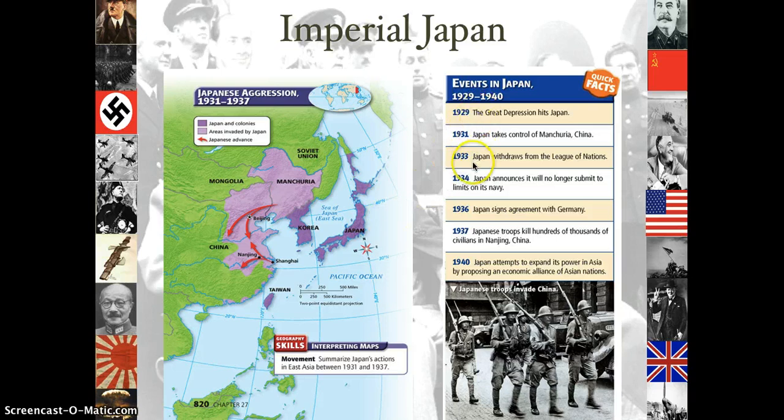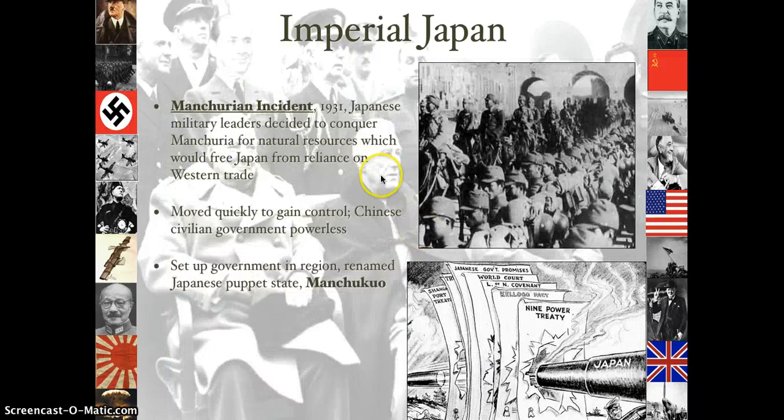You can see from this chart here kind of the progression of actions, and we'll describe some of these now. So the Manchurian incident is in 1931. The military leaders decide they're going to conquer this place for their natural resources so they don't have to rely on Western nations for trade. And they're pretty quickly able to do this because at this point the national Chinese government was really powerless. They didn't have a very effective military force. And they set up a puppet government called Manchukuo. But essentially these guys just do what the Japanese tell them to.